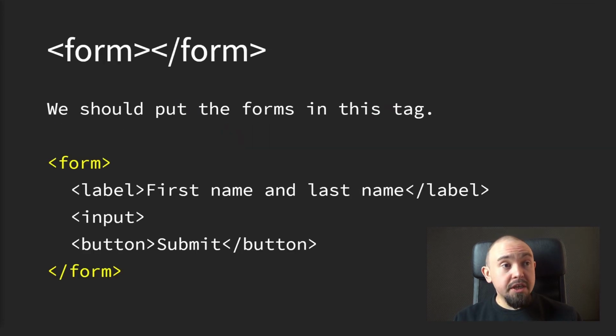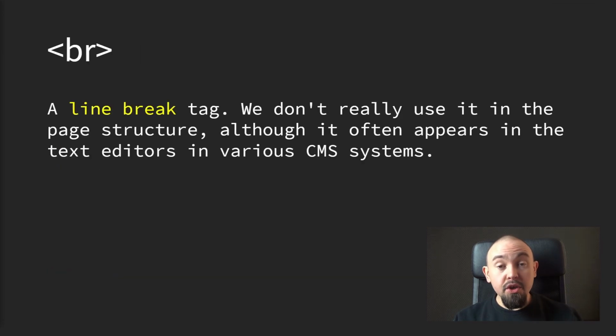Here is a tag where we can place the forms on our website. Forms are a very important part of websites. For this, we use a form tag in which we can put various things. As you can see, it might be a label, input, or a button. We will be learning more about the forms because, as you can see, the forms themselves introduce even more of their own tags. BR is another tag that we probably shouldn't use.